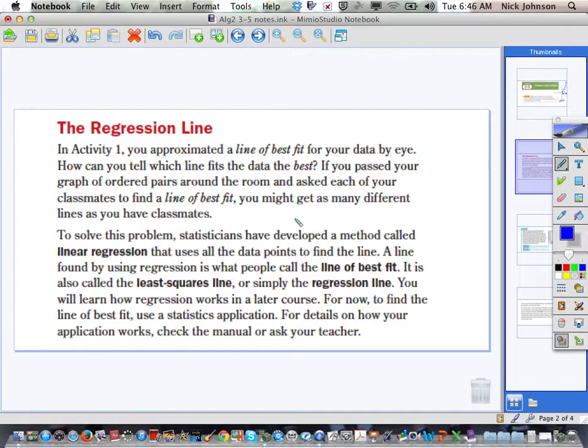Okay? To solve this problem, statisticians have developed a method called linear regression that uses all the data points to find the line. A line found by using regression is what people call the line of best fit. It is also known as the least squares line or simply the regression line. So what you need to remember is this line has three different names: regression line, least squares line, and line of best fit. You will learn how regression works in later courses. For now, to find the line of best fit, we are going to use a statistics application. For details on how your application works, we're going to ask our teacher, which I'm going to show you here in Activity 2.